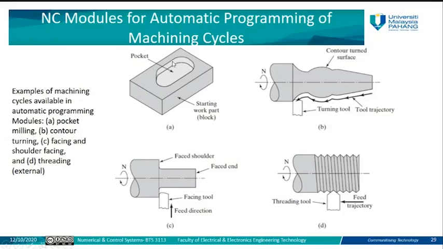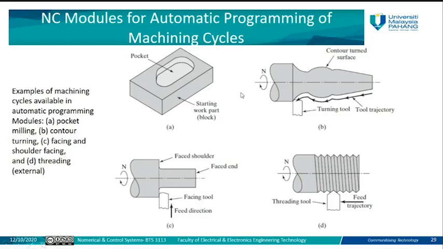You need just to define the dimensions of this pocket. If you want to have contour turning, for example, as you can see here for part B, the contour turning is responsible for creating such a path using the turning tool here. So this turning tool will go and follow the specific path, based on specific coordinates already defined inside the model.